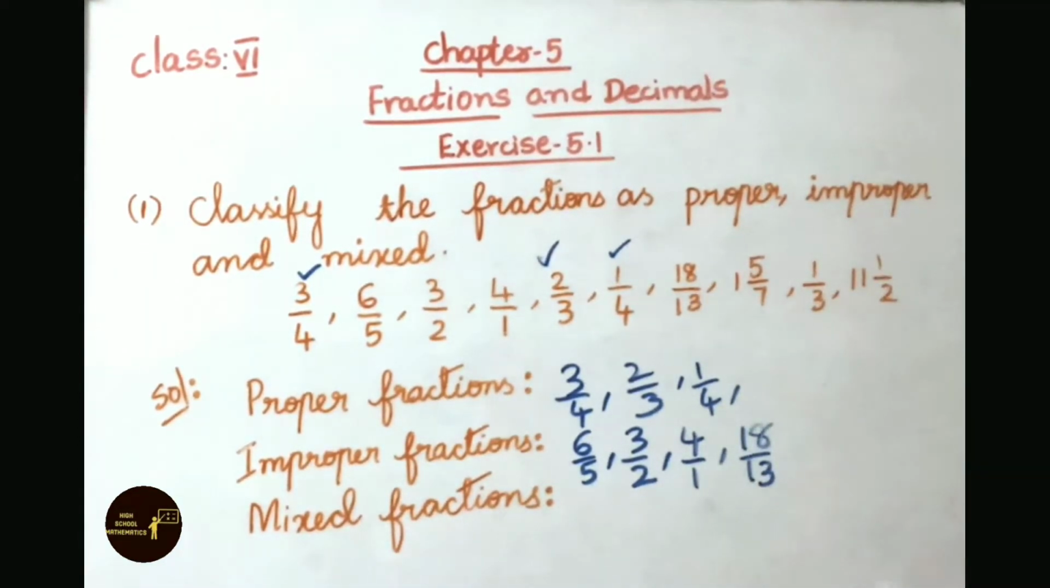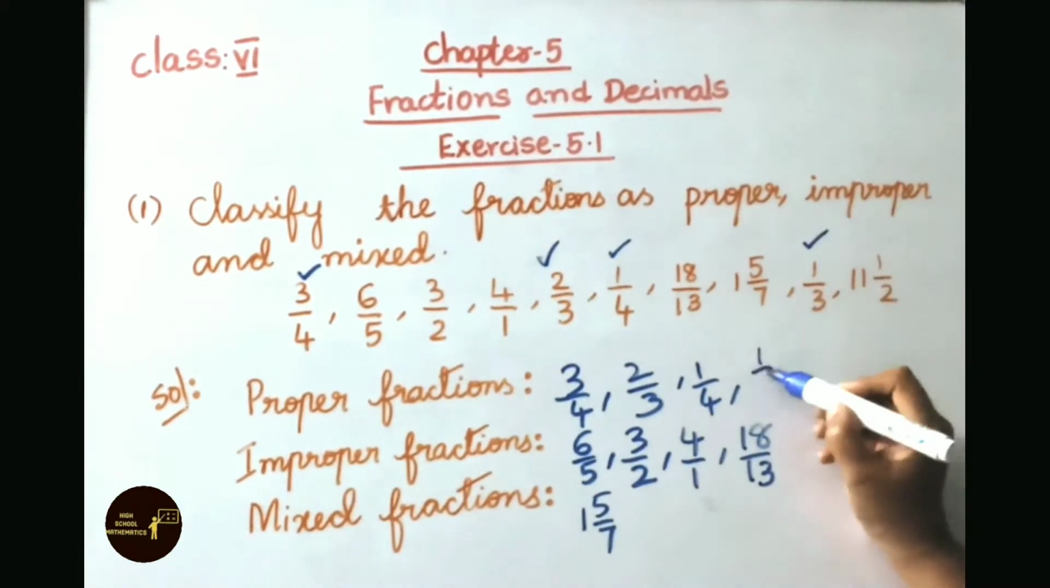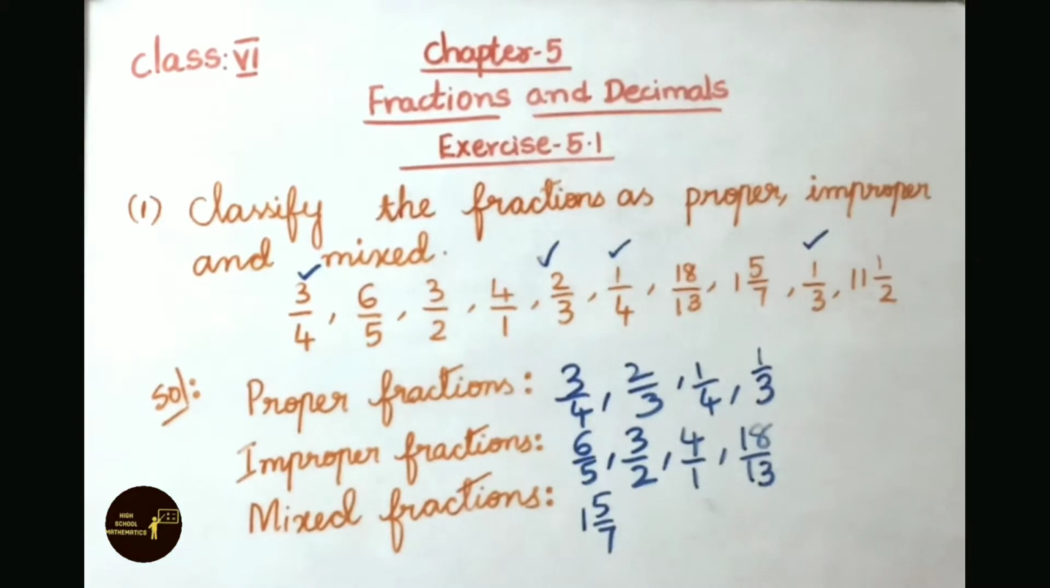Next, 1 5 by 7, it is a mixed fraction. Write down 1 5 by 7. Next, 1 by 3, numerator is less than the denominator, so it is also a proper fraction. Next, last one, 11 1 by 2. 11 1 by 2 is a mixed fraction. So write down under mixed fraction.